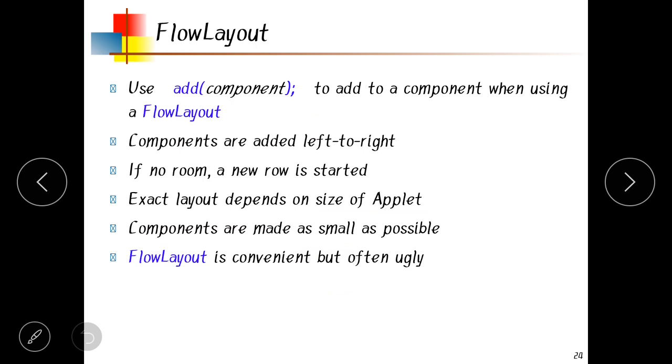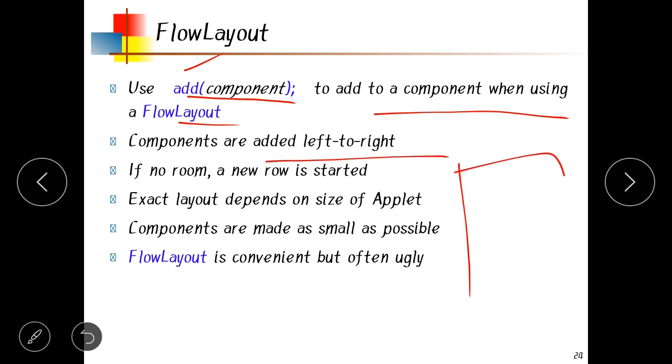So if you want to add the components to the container, or a frame, which method do we have to use? We have to use the add method. So to add the components using flow layout, let us see how to add the components. If we are using a flow layout, in that case those components are added to the container from left to right.